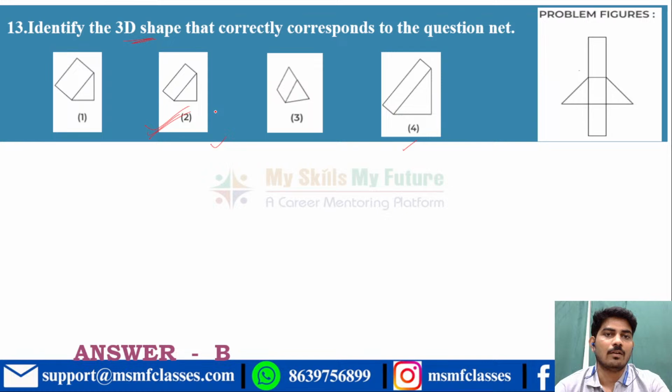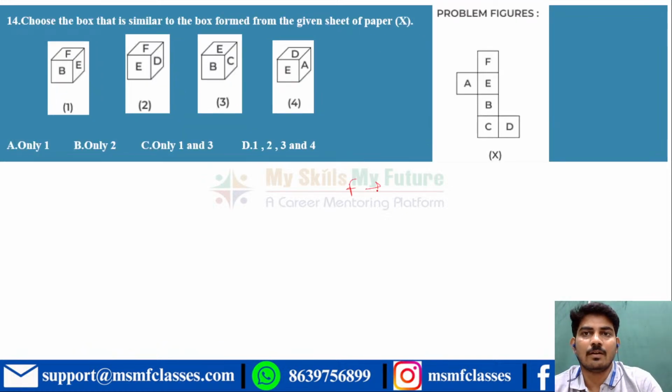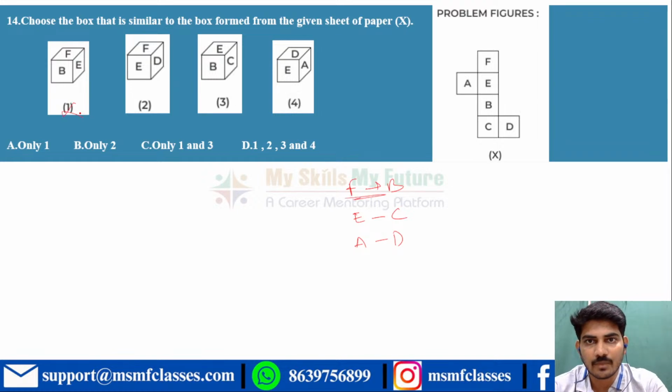Next question. It says F and B are opposite to each other, E and C are opposite to each other, A and D are opposite to each other. So B, E, F. F and B are in the same line. E, F, D, or D, E, F. Okay, this may be the correct one. B, C, E. C, E are in the same line here. Next, A, D, E. A, D are in the same line. So only 2 will follow for this particular question.